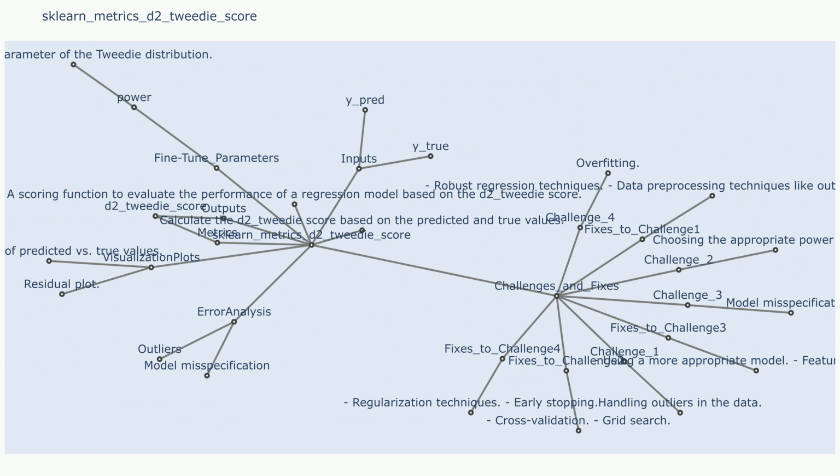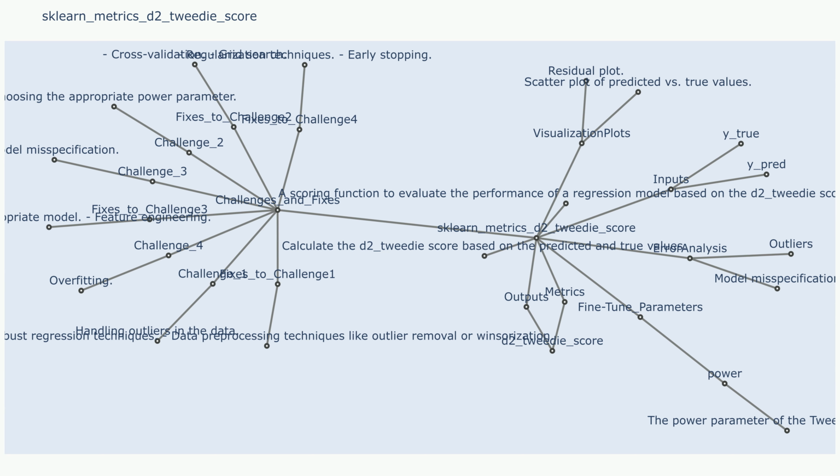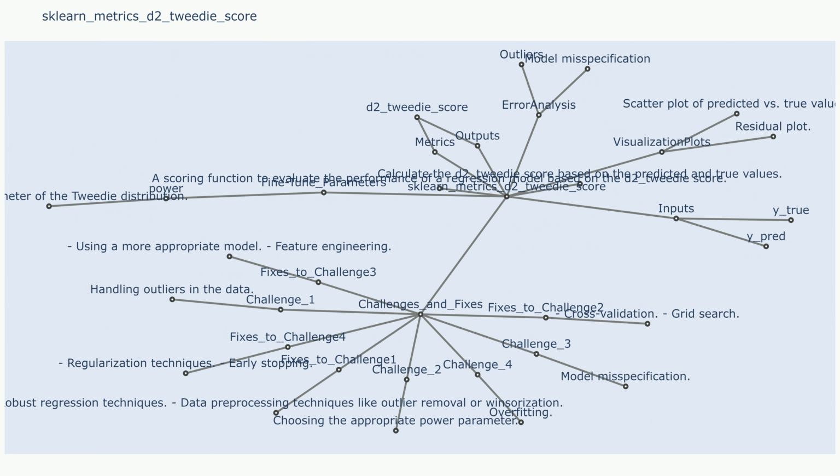Fine-tune parameters. Power: the power parameter of the Tweedie distribution controls the shape of the distribution, commonly set to 1 for Poisson or 2 for gamma. Dispersion: the dispersion parameter of the Tweedie distribution accounts for overdispersion, often estimated from the data or set as a fixed value. Uncertainty methods. Confidence intervals for the predicted values. Bootstrap resampling to estimate the uncertainty in the metric itself.